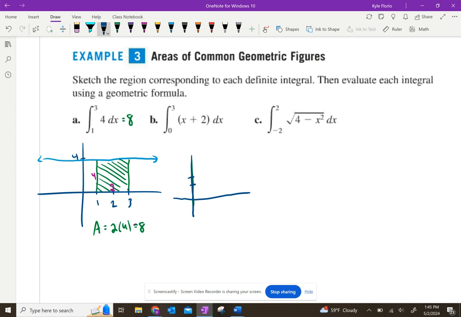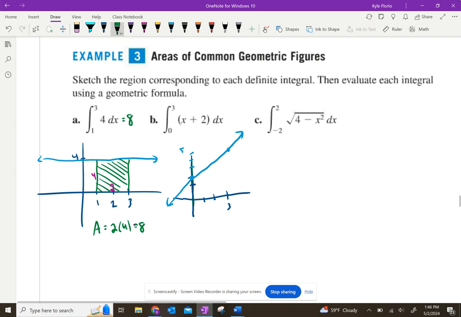So that's going to start at 2. And we're going from 0 to 3. So this is a linear function that starts at 2. If I were to find out what the value is at 3, just plug in 3, and 3 plus 2 is 5. So this is the function x plus 2 approximately.